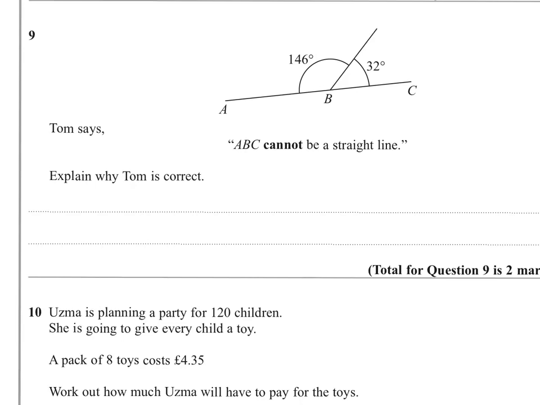Tom says that ABC, the straight line ABC, cannot be a straight line. Okay, so he's saying that ABC cannot be a straight line. So let's not assume that it is. It looks that way, but he's saying it cannot be the case. Well, there's only one way of checking that out with the information we've got, and that is to use facts that angles on a straight line sum to 180 degrees.